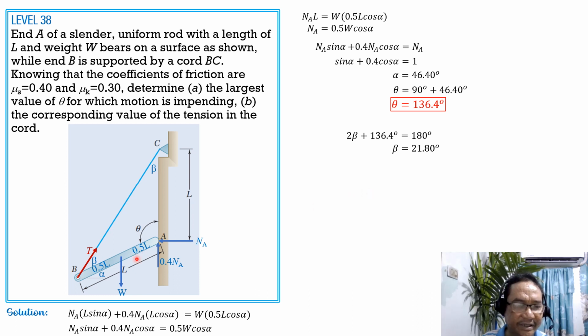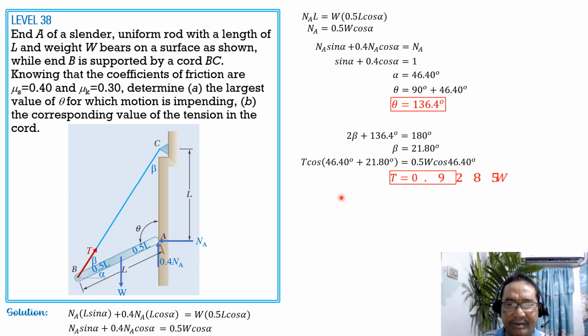Then summation of forces horizontal: T times cosine of alpha plus beta equals NA. And NA is equal to 0.5 W cosine of alpha from this equation here. So 0.5 W cosine of 46.4 degrees. We can now compute T in terms of W, and it is equal to 0.9285 W.